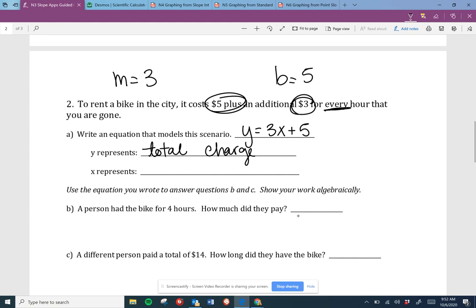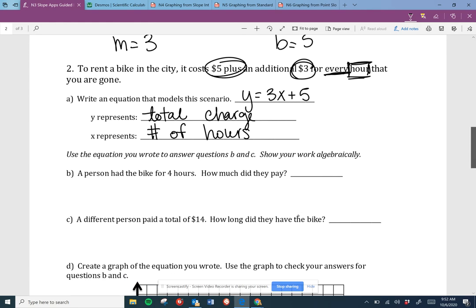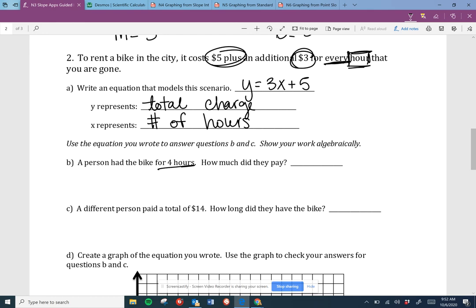Okay, so if the person had the bike for 4 hours, how much did they pay? So 4 hours, again, that's going to be an x value. So x equals 4. Then we take our equation, y equals 3x plus 5, and we're going to substitute that 4 in. So y is going to equal 3 times 4 plus 5.